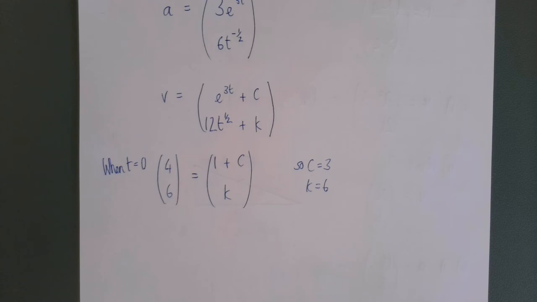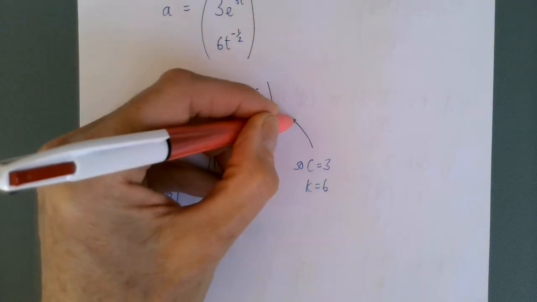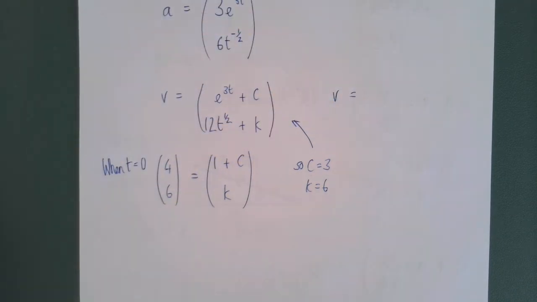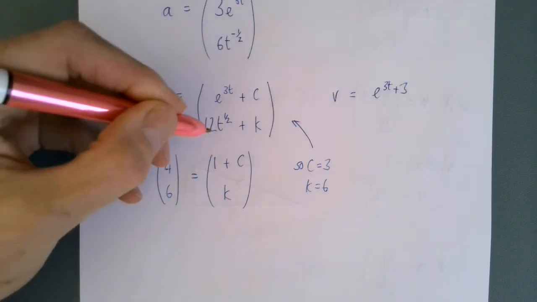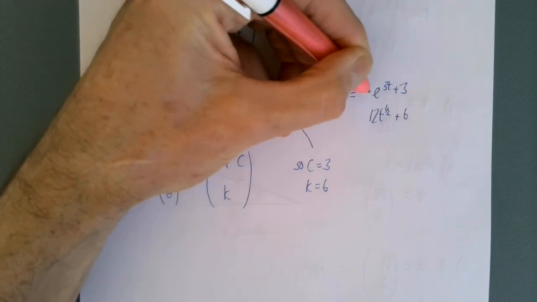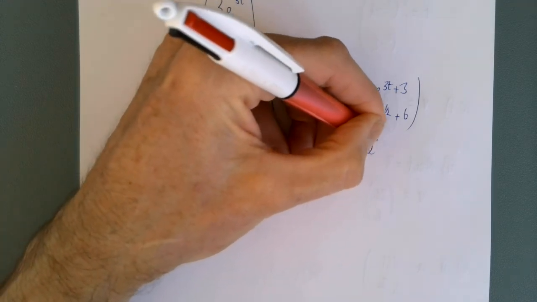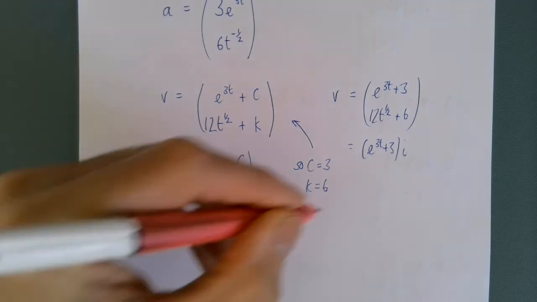Okay, so c is 3, k is 6, so what I can do is feed that back into here. So my formula for velocity, my expression for velocity is... otherwise the question was used I and k notation. I want to do the same.